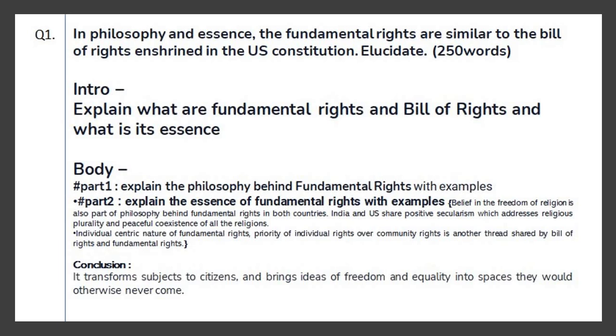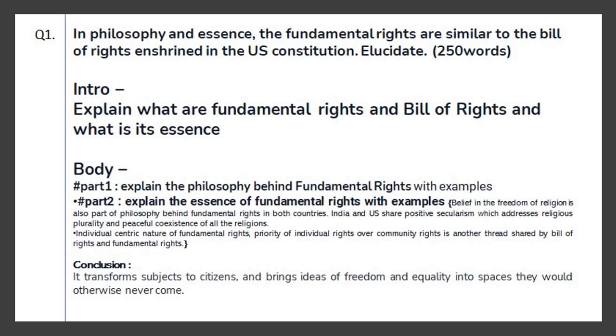Now, for answering this question, you should have a fair understanding of what exactly is a Bill of Rights. Okay, if you want to write the answer to a question, then first in the introduction you will introduce your answer. In the introduction you will introduce by writing what are fundamental rights and what are Bill of Rights. Okay, the examiner wants to know what is the similarity between the two.